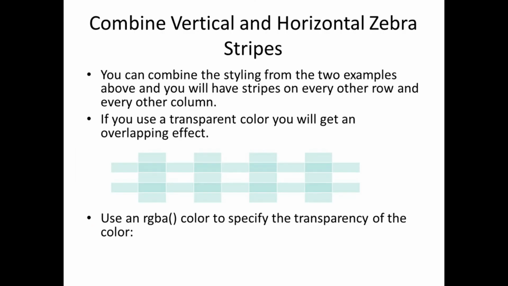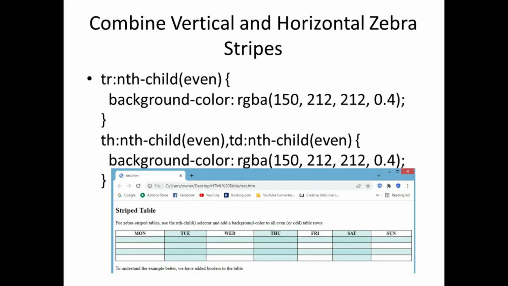Combine vertical and horizontal zebra stripes. You can combine the styling from the 2 examples above and you will have stripes on every other row and every other column. If you use a transparent color you will get an overlapping effect. Use an RGBA color to specify the transparency of the color.